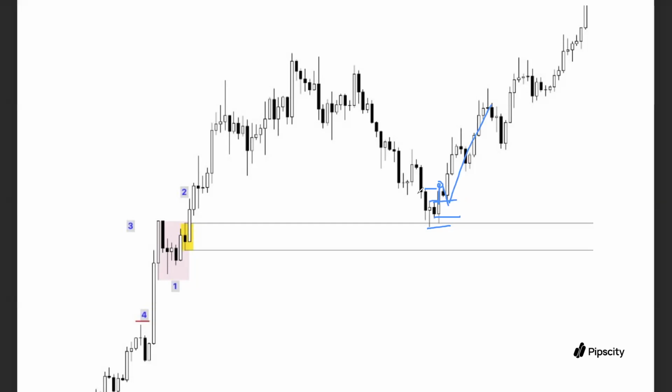Now, ideally, with my rules, I won't take this because it doesn't satisfy the rules. But if we look at this, right? We look at the last high. This is the last high. After this happened, it took out this last high, right?